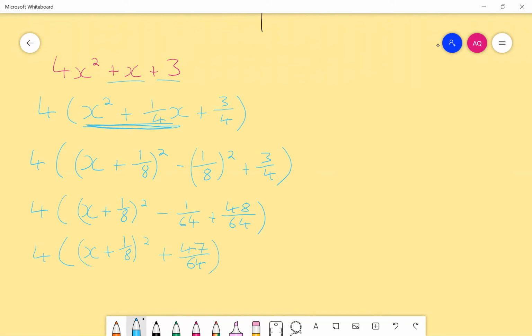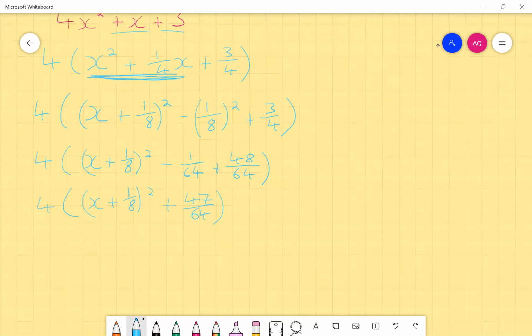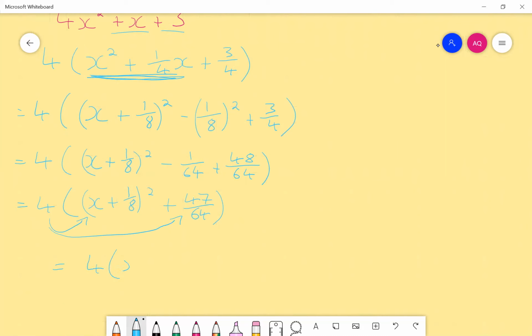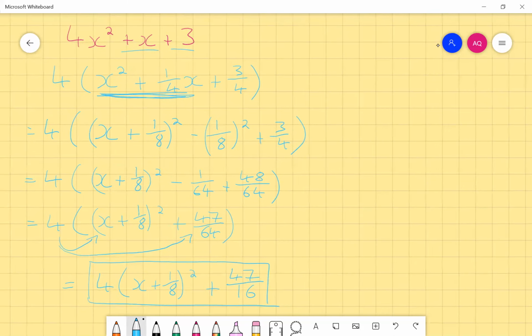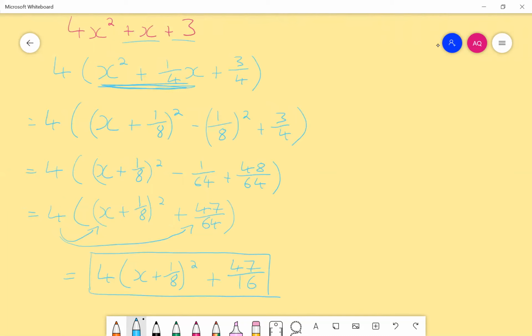Now, pretty much done there, but there is one more line which we'll usually put in. We'll multiply our 4 by each of these things. So that will give us 4 times x plus an eighth squared. So we don't multiply that out, or that would undo creating the square. And then 4 times 47 over 64 is 47 over 16. So that is our completed square for the above expression. Now, you can use the first method, it would work out the exact same.